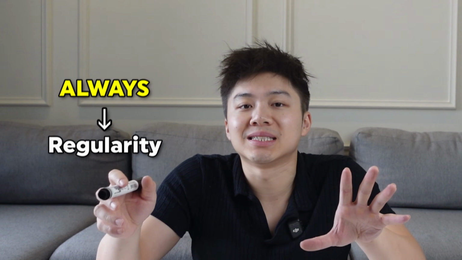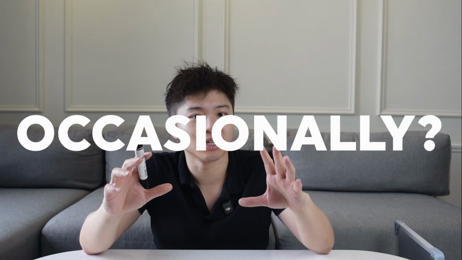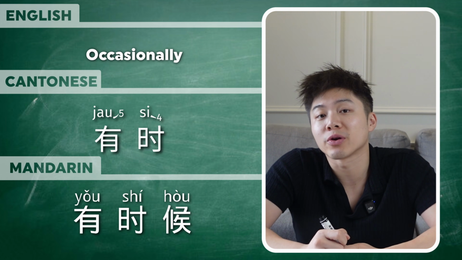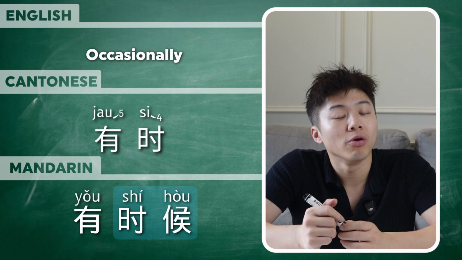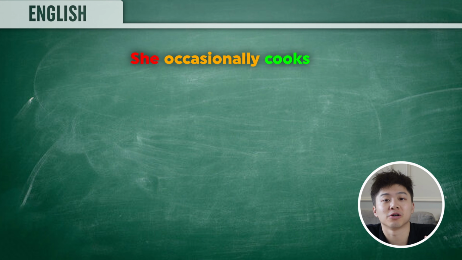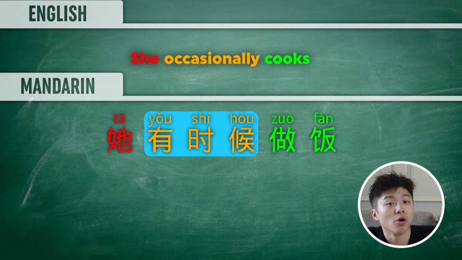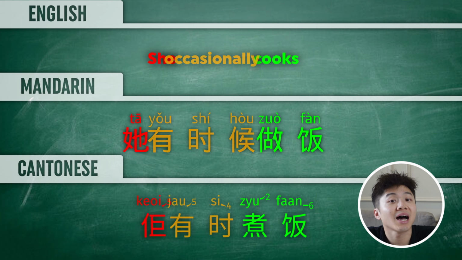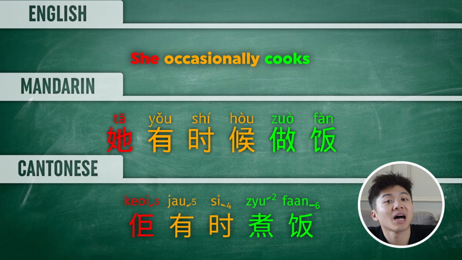We just saw how always sets the tone for regularity in actions, but what if you want to say something less frequent, like occasionally? Now in Cantonese, 有時, which means occasionally, right? So in Mandarin, 有时候. Now let's take an example. In English, she occasionally cooks. So for example, in Mandarin, 她有时候做饭. Now in Cantonese, 佢有時煮飯. She occasionally cooks.